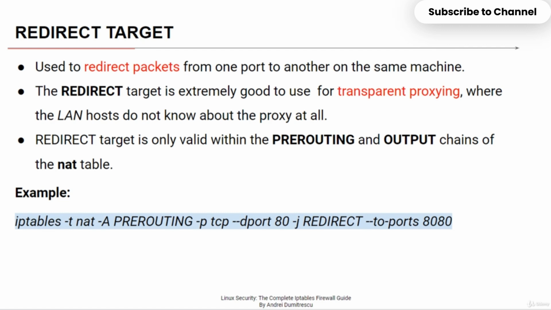In this lecture, we'll see the REDIRECT target, which is used to redirect packets from one port to another on the same machine. The REDIRECT target is extremely useful for setting up a transparent proxy where local area network hosts do not know about the proxy at all and are forced to go through the proxy. The REDIRECT target is valid only within the PREROUTING and OUTPUT chains of the nat table. Let's see how it works with a live example.